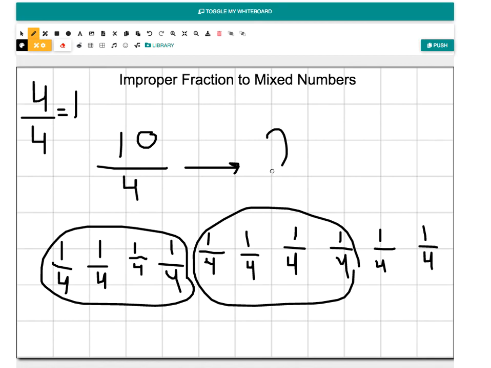So that means my whole number is going to be 2. And then I'm going to write how many are left over on the outside. So I know for my fraction, my denominator is going to stay the same. It's going to stay 4. Now I just have to count how many aren't in my whole. So I have 1, 2. So 2 and 2/4 is the mixed number for 10/4.